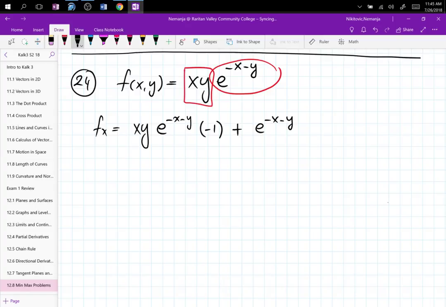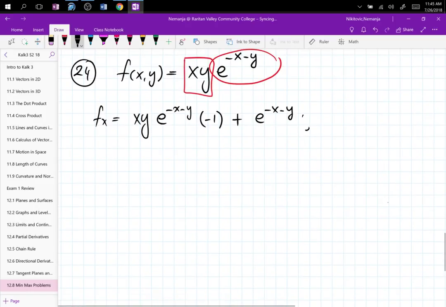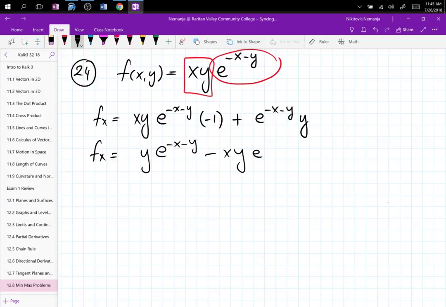The derivative of the first, since we are taking the derivative in respect to x, the derivative of x is 1, so the constant y is the only thing that we have. And now we simplify this. So fx is going to be, I will write the y term first because the second one is negative because of -1. So y e to the negative x minus y minus xy e to the negative x minus y.